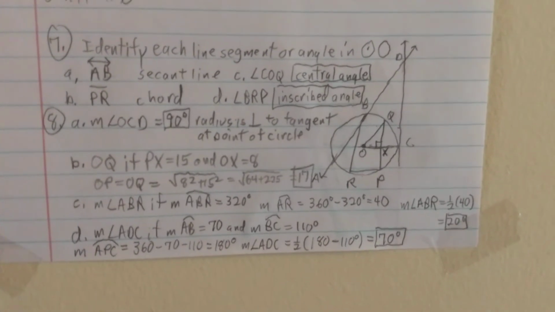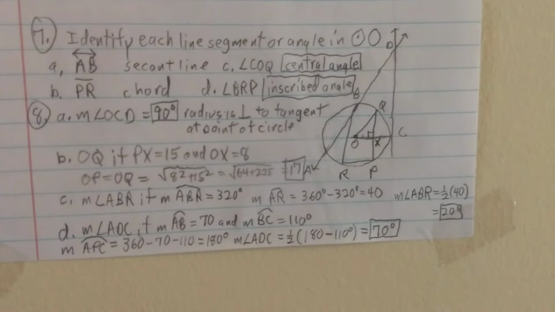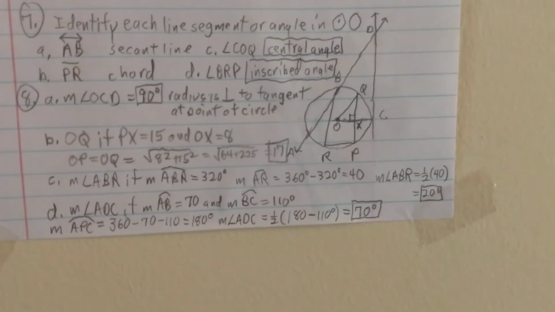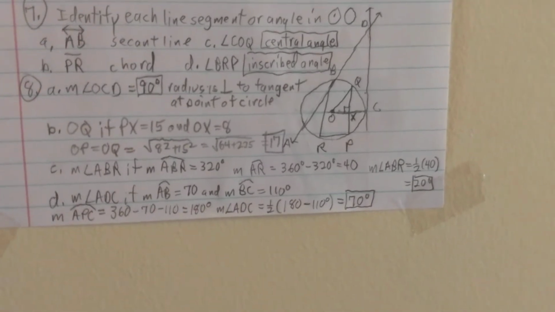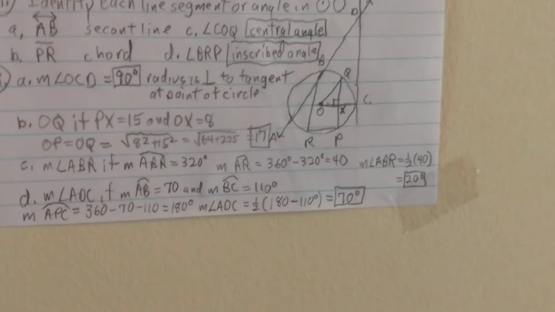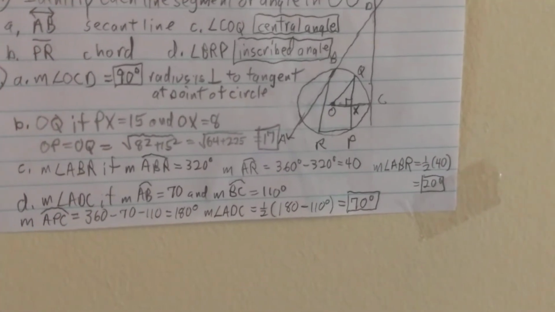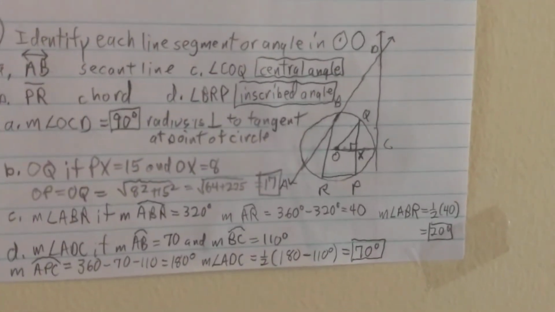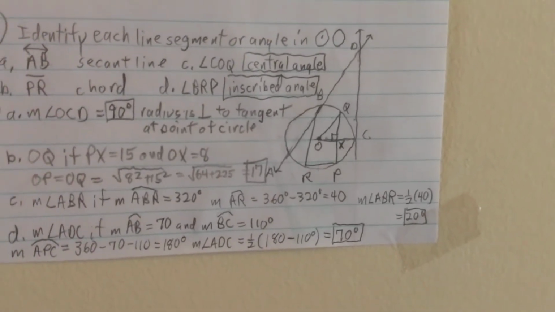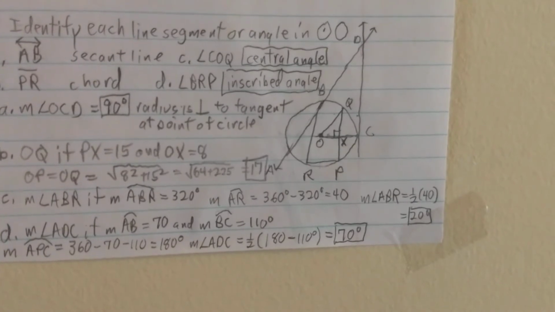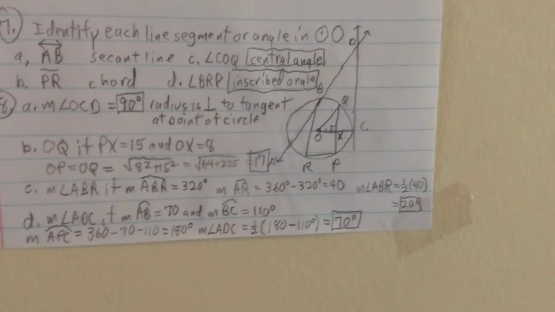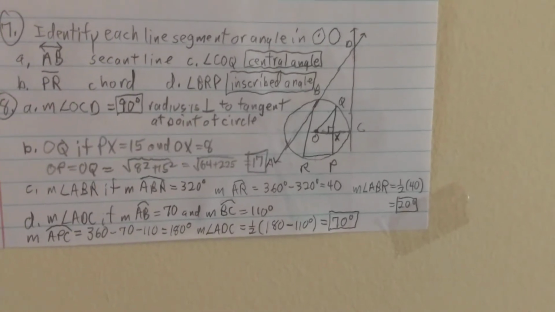So we're asked to just identify each thing, but AB is a secant line, PR is a chord because it's just within the circle at the bottom. Angle COQ is a central angle because O is the center of the circle, and angle BRP is an inscribed angle, which would be half the measure of arc BQP.